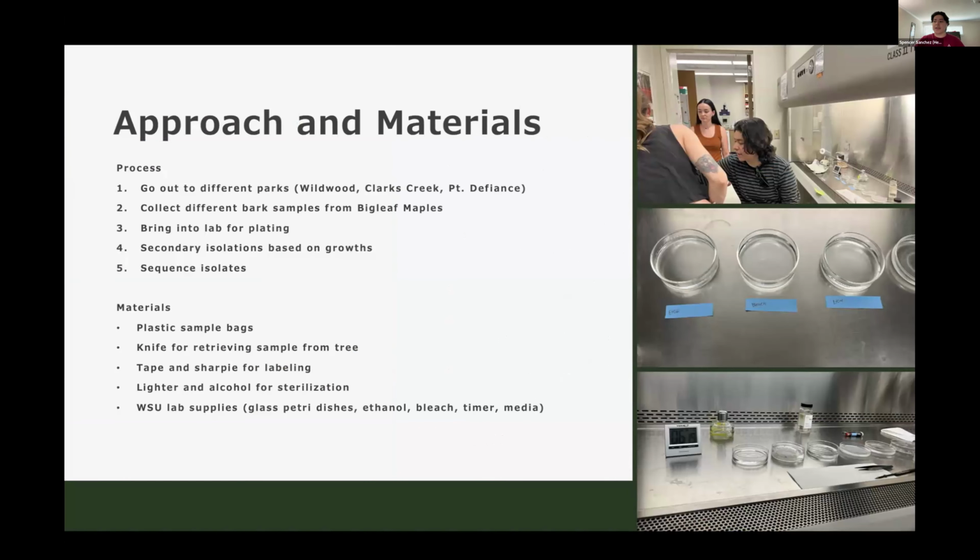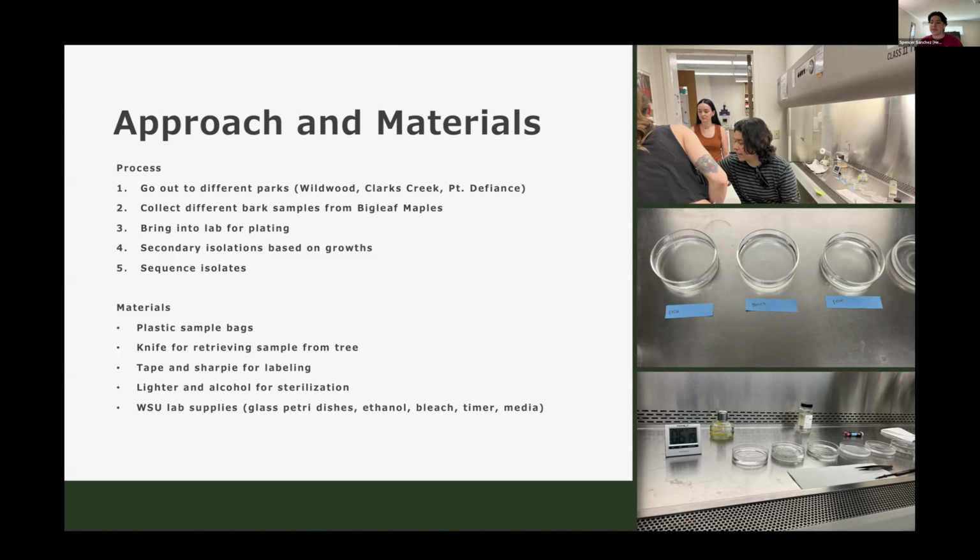And so the approach and general process of this project and the path for collecting samples was to go out to different parks, those parks being Wildwood, Clarks Creek, and Point Defiance Park, and collect different bark samples from big leaf maples, which were suspected of having sooty bark disease. Then bringing those samples into the lab for plating, and from those plates, make secondary isolates based on the growth. And then from those secondary isolates, we would sequence in order to get confirmation for the identity of the fungus.